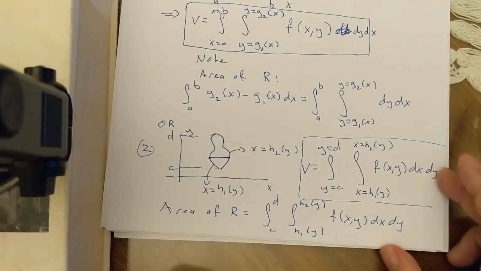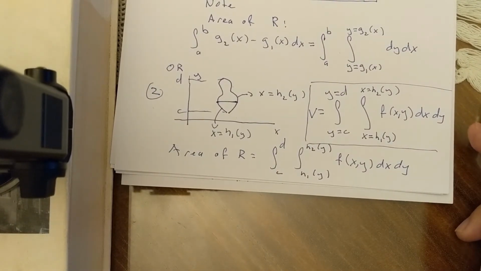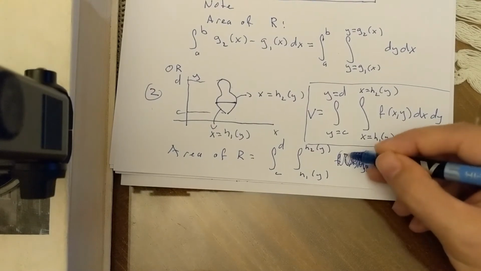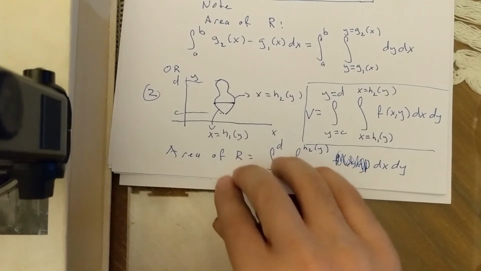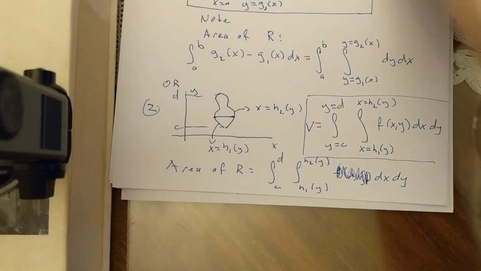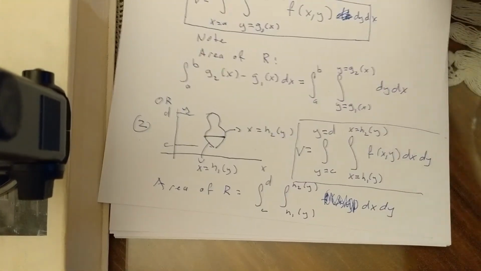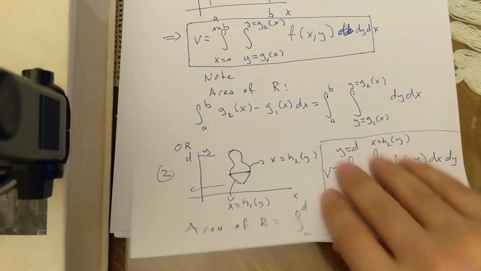Again, that would give me a volume. That would also give me another way you can calculate the area. If I take the f of x, y out, that would just, again, be the area of the region. So it depends on which way is easier. Sometimes, as we're going to see later on, you need both ways to solve a problem. You'll see what I'm talking about in a few minutes.